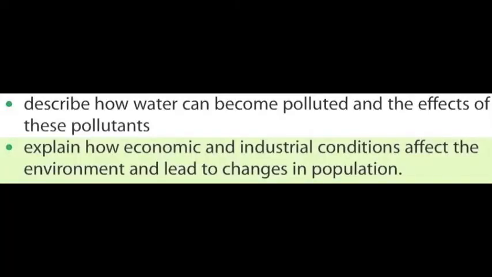Lesson number 6. Human activity and water pollution. By the end of this lesson, you should be able to describe how water can become polluted and the effects of these pollutants, and explain how economic and industrial conditions affect the environment and lead to changes in population.